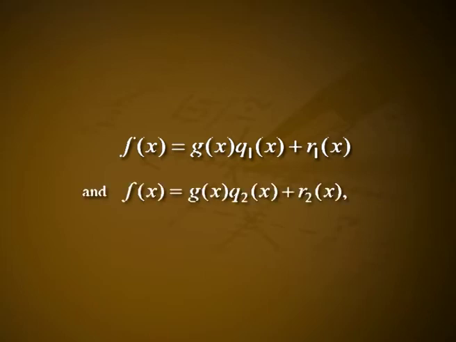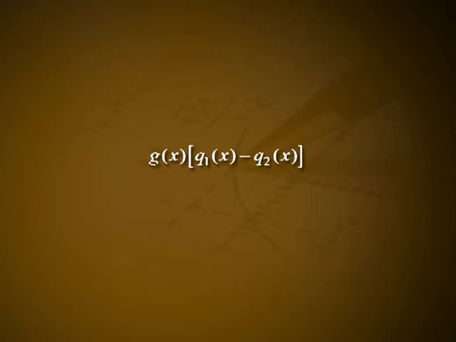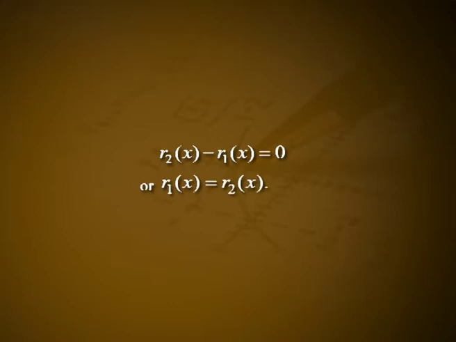For uniqueness, if f(x) = g(x)q1(x) + r1(x) and f(x) = g(x)q2(x) + r2(x), then subtracting we have g(x)[q1(x) - q2(x)] = r2(x) - r1(x). Since the degree of r2(x) - r1(x) is less than the degree of g(x), this can only hold if q1(x) - q2(x) = 0, or q1(x) = q2(x). Then we must have r2(x) - r1(x) = 0, or r1(x) = r2(x).